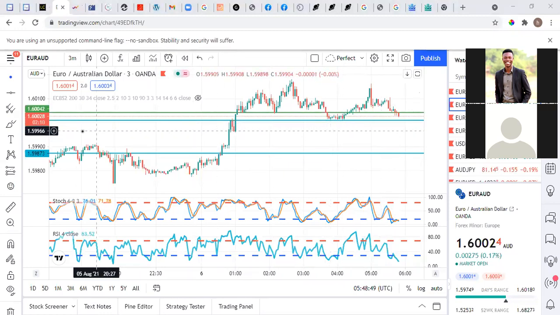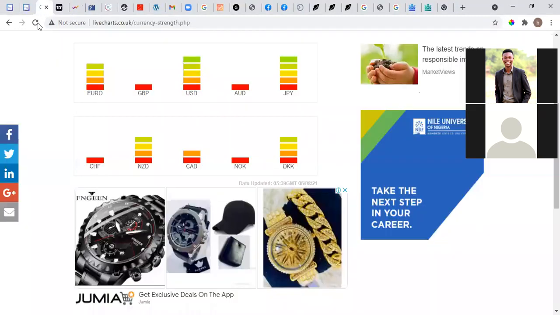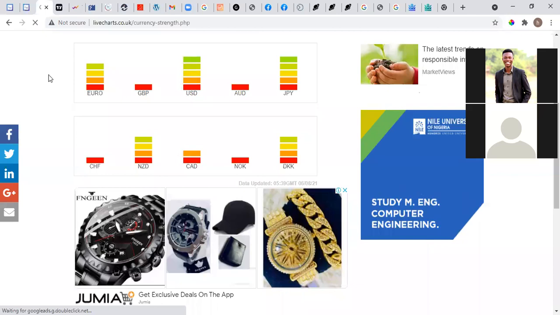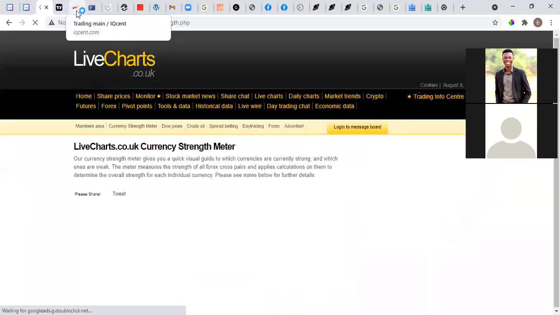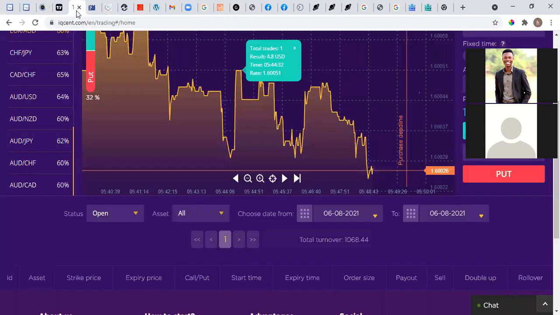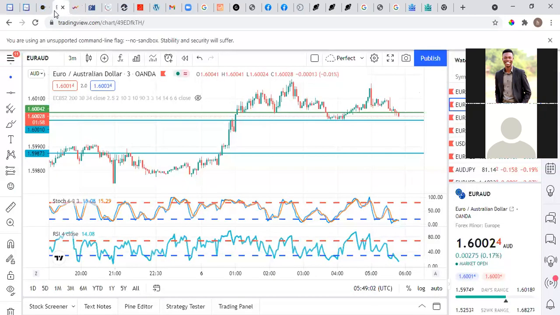I think we have a good trade here. Let me refresh my current strength meter to be sure that the card has not gained strength. The 0.10 area should go in, but we'll let this current strength refresh.